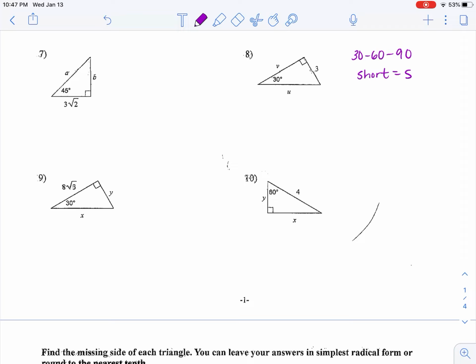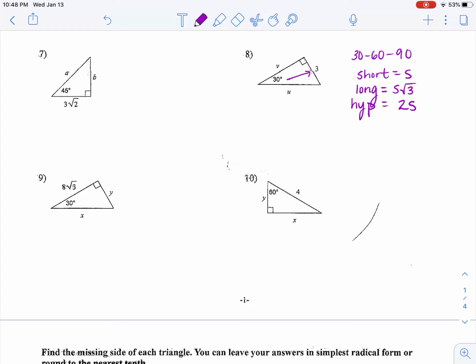So if we look at the picture that's in problem number 8, if you go across from the 30-degree angle, you see that there's a 3. That means the short leg was 3. The long leg, if we want to know the long leg, that will be the one across from the 60-degree angle. That will be the short leg times root 3. And the hypotenuse will be double the short leg.